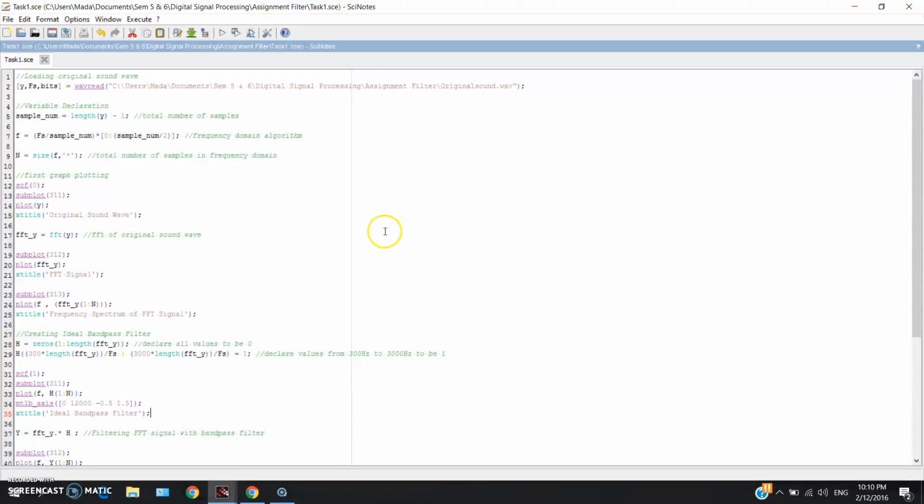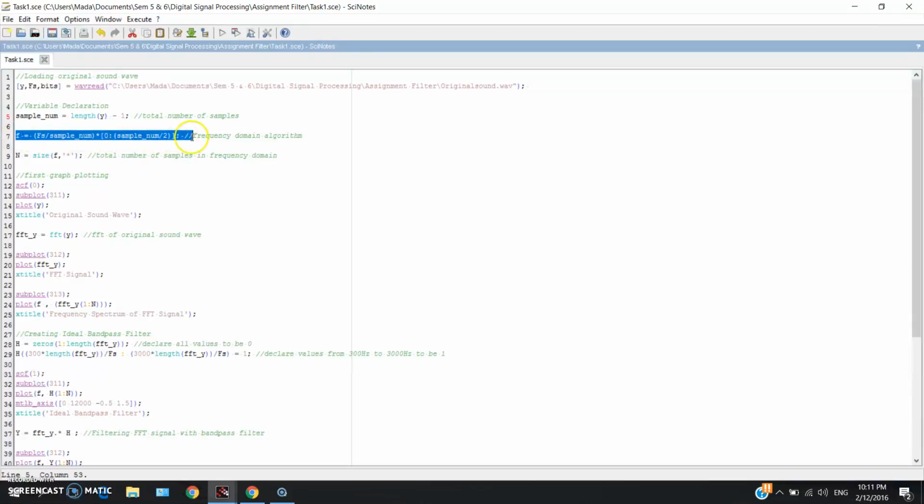Guys, now I will show you how to filter a signal by using an ideal bandpass filter. Before we start, we need to load the wave file, which is using the wave read function. Here I declare the Y, FS and bits to read the properties of the sound file. And this is the declaration for the total number of samples for this sound wave.